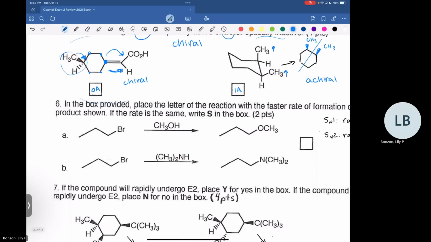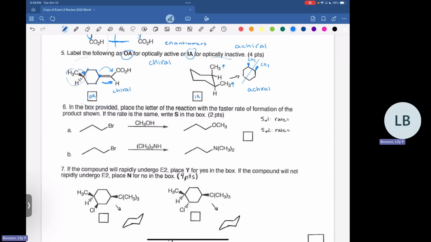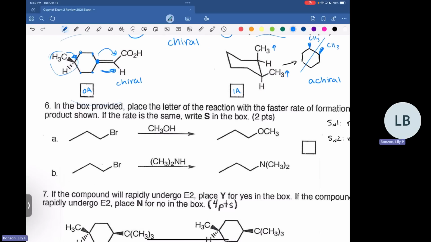Question 6. We have a question about the rate. For these questions, you're going to have to identify if it's an SN1 or SN2 reaction. So you'll have to look at your halide and see what substitution it is, and you'll have to look at your nucleophile. The halide we're given here is the same substrate, and they're both a primary bromide. So primary we know is going to be SN2.